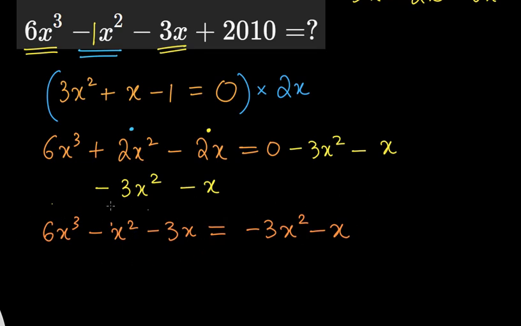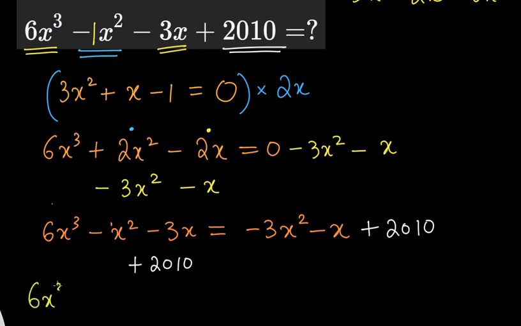But this is still not the expression that we want, right? We are missing something. What is it? So we are missing this number 2010, isn't it? So to get that number, we have to simply add it on the left side. But when we are adding this number on the left side, we have to make sure that we are adding it on the right side as well.